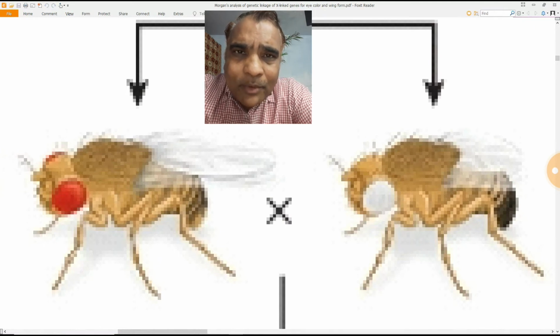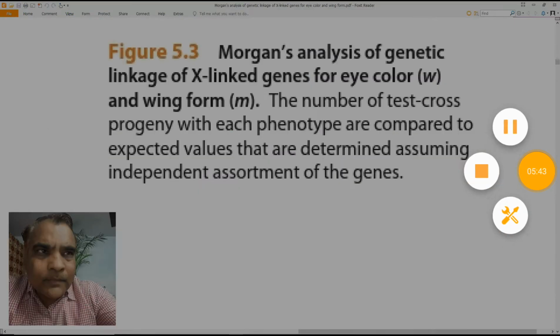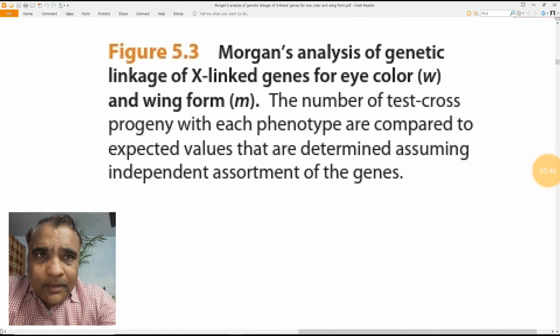So in F2 progeny, he got total 2441 flies. From the F1 cross, F1 into F1, Morgan got the F2 flies, and the total number of the flies in F2 was 2441. So I am also showing you the F2 flies. See, this is figure 5.3. This figure I have included.